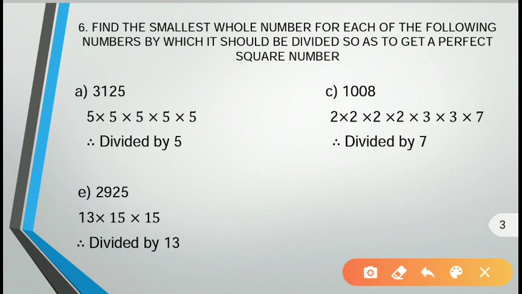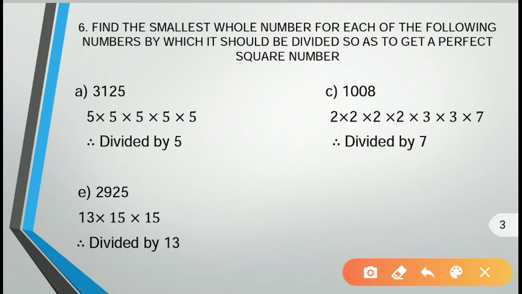Now question number 6. In the previous question you needed to multiply. In question number 6, you need to divide, which means you need to eliminate the extra digit. Question number 6: find the smallest whole number by which each of the following numbers should be divided so as to get a perfect square number.